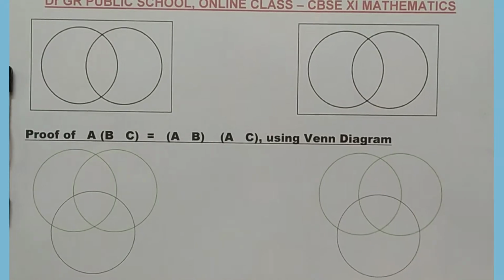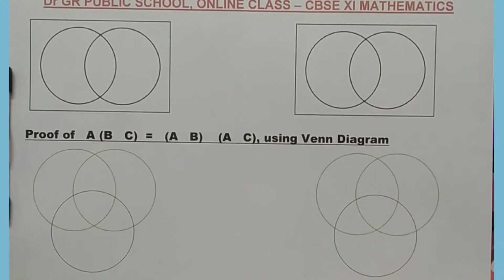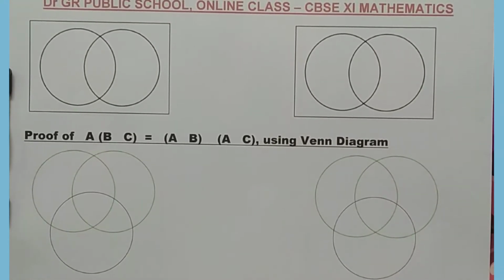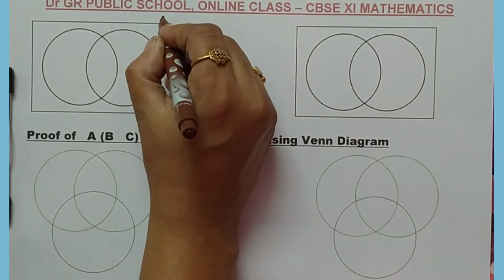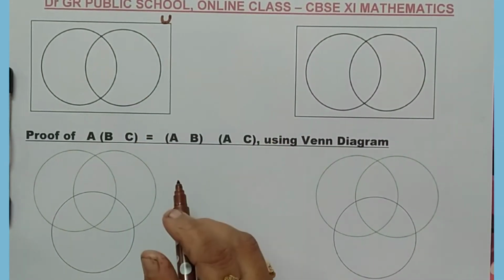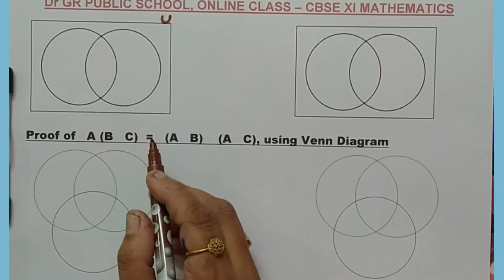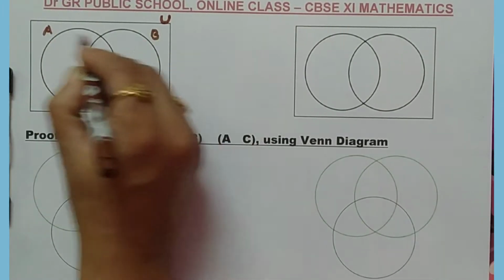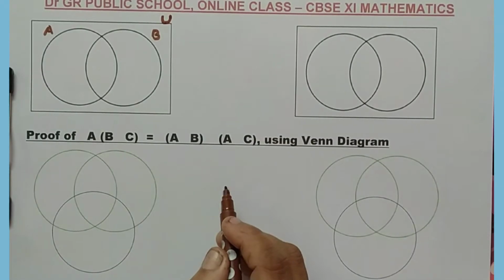In the last class we have studied about Venn diagram. Let us recall it again. If A and B are two sets, you know that in a Venn diagram, the universal set is represented with the letter U within the rectangle, and the sets are represented by means of circles. Let A and B be the two sets and the universal set is represented by means of a rectangle.